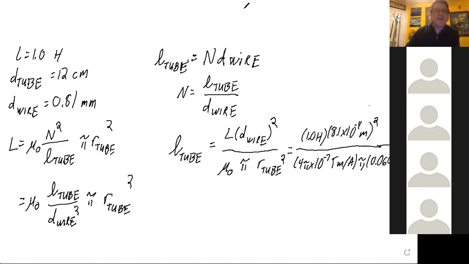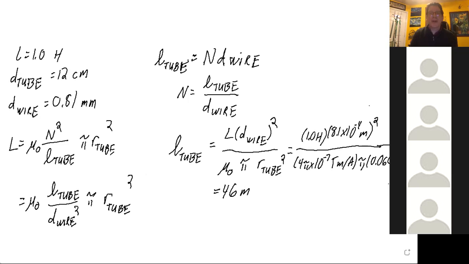And so you plug all those terms in, and you get 46 meters. And so that's the length of the tube. That's pretty much the full length of the hallway in Smithtown Science, that 46 meters. So that's the length of the tube, and that answers the first part of the question.